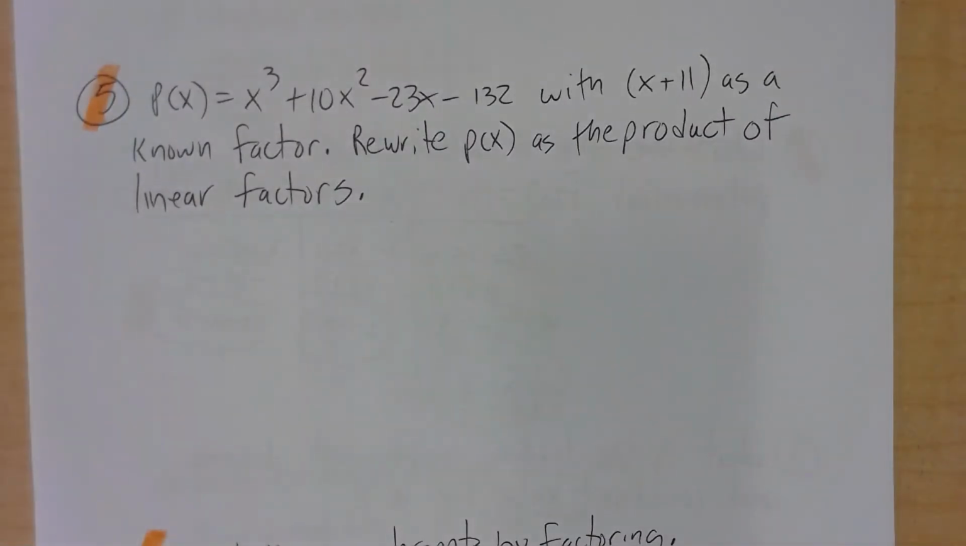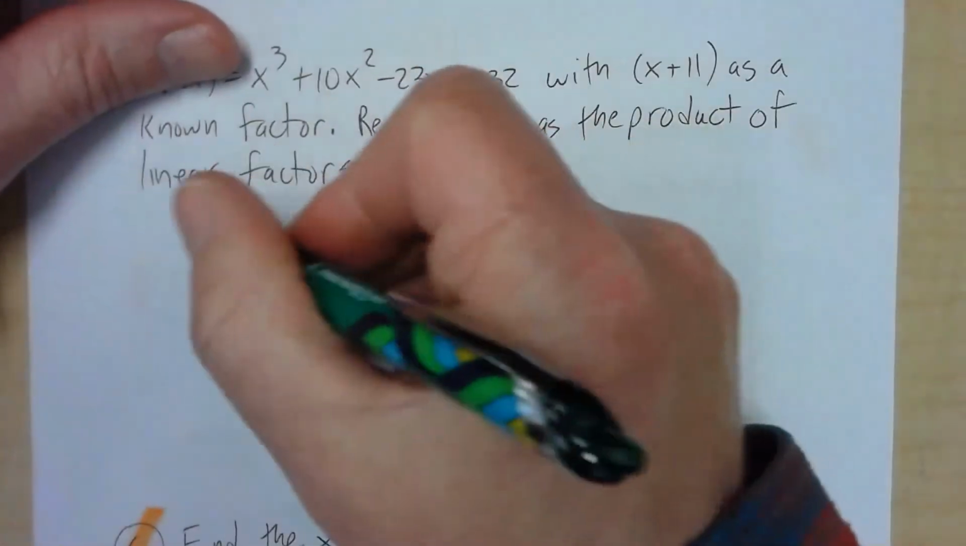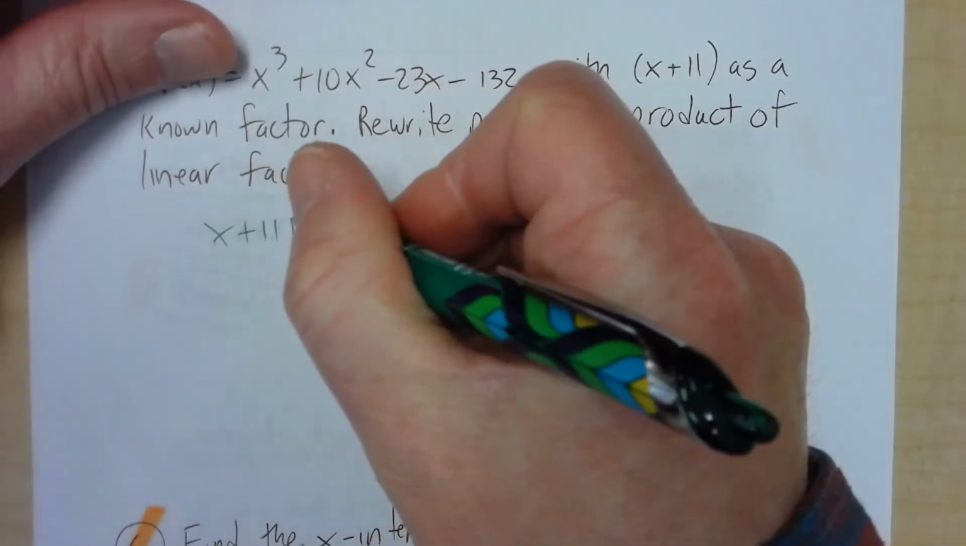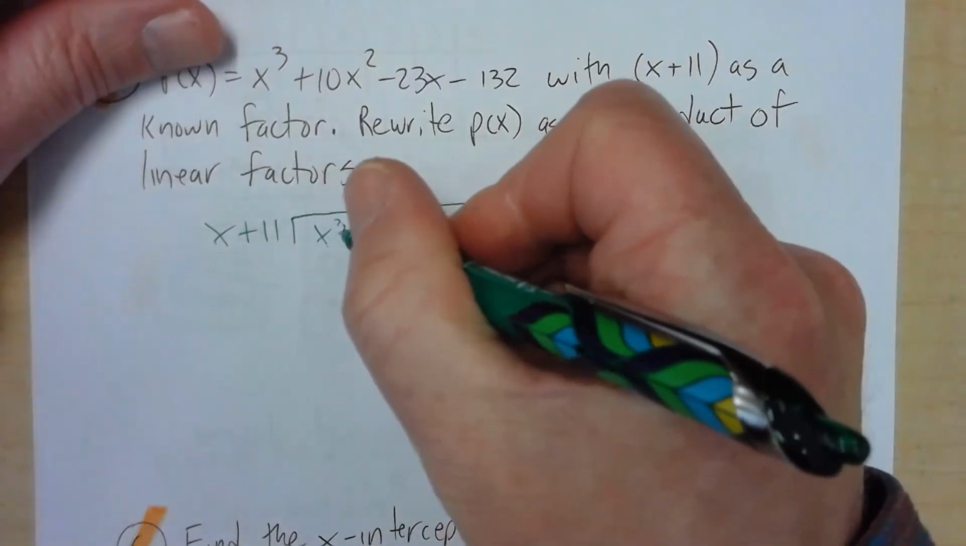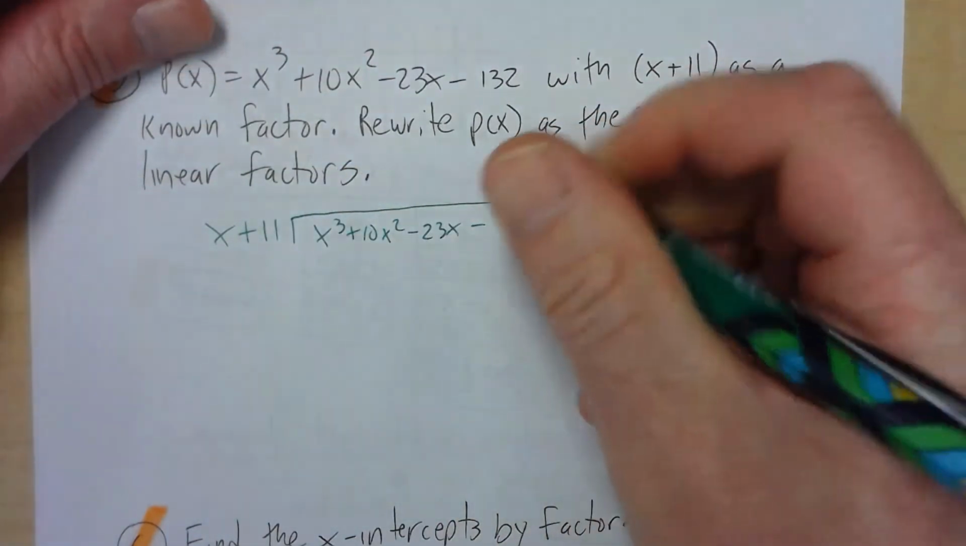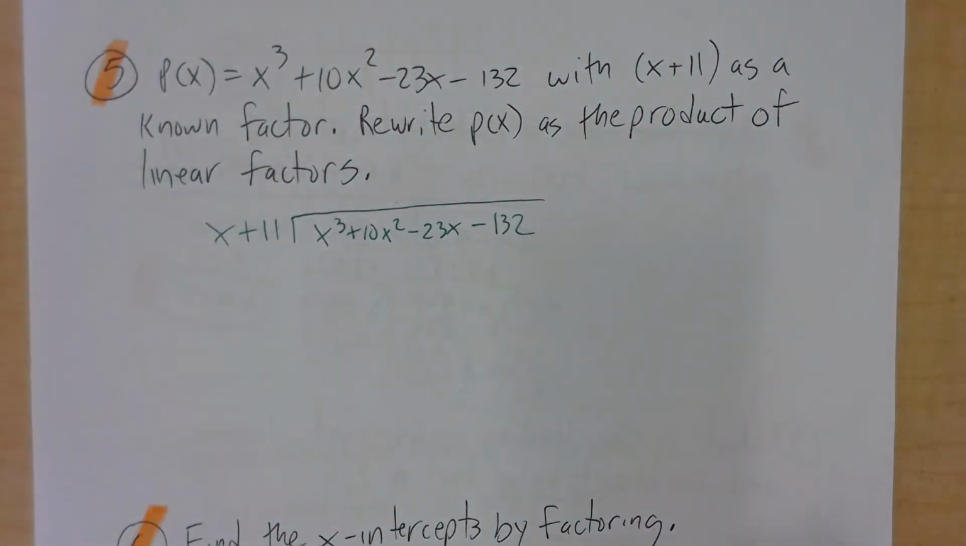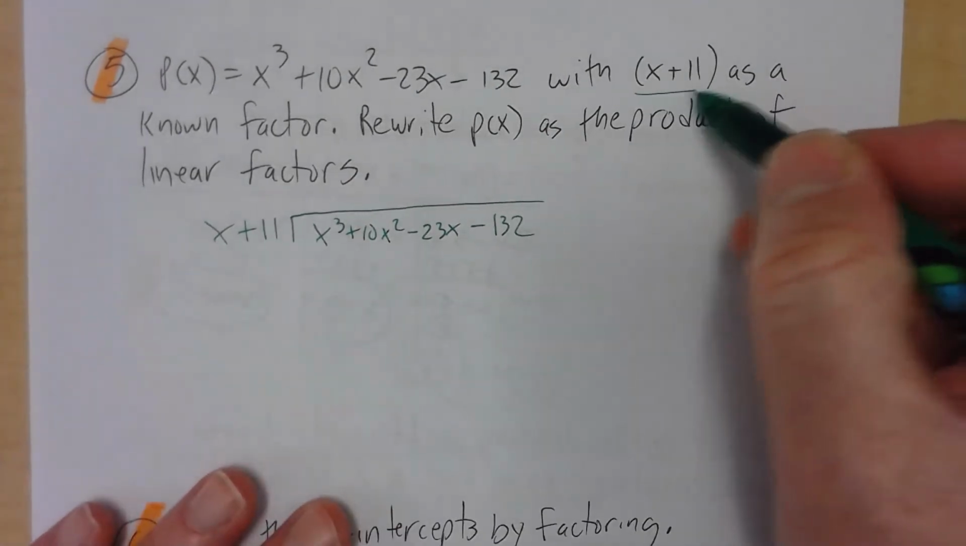Okay, the next question is this one. We did the polynomial division, and this is something we spent quite a bit of time on, so I think it's worth going back and hitting it again. So we get x plus 11 dividing x cubed plus 10x squared minus 23x minus 132. And the thing about this is I know that there's going to be a remainder of 0. How do I know there's a remainder of 0? Because it says that this is a factor.